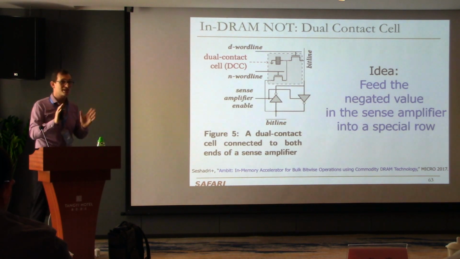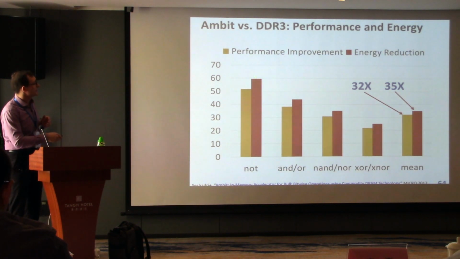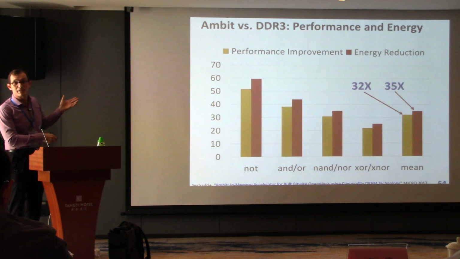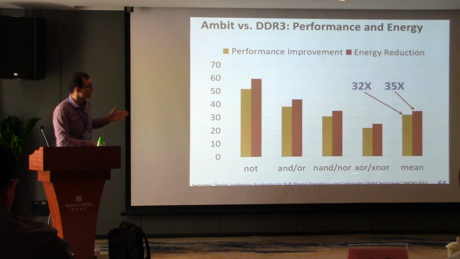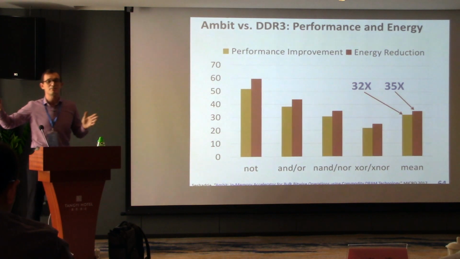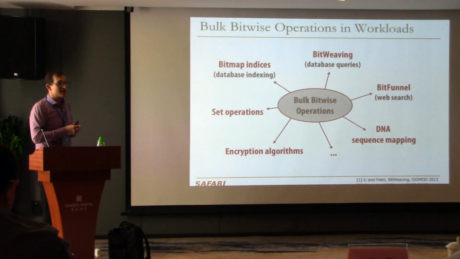Of course, some algorithms are easier to port. Okay, so let's take a look at the performance implications of it. For example, for the NOT, the performance improvement is about 50x. The energy reduction is about 60x compared to existing systems. Of course, AND and OR, NAND, NOR, XOR, XNOR, so you can actually build any kind of bitwise primitive on top of this. Then the question is, of course, which applications take advantage of it?